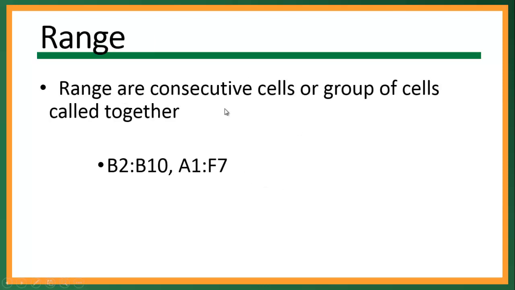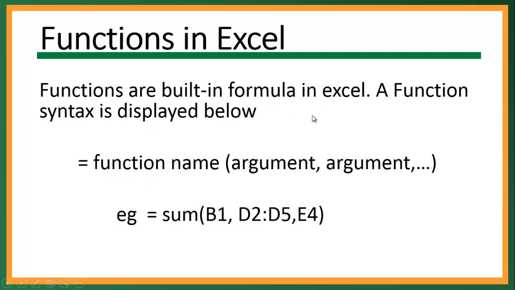Ranges are consecutive cells or groups of cells called together. In the example, we have B2 to B10 as well as A1 to A7. We identify ranges with a colon in between the cell references. So if you have a cell reference that has a colon between two cell addresses, it is identified as a range. Functions are inbuilt formulas in Excel.